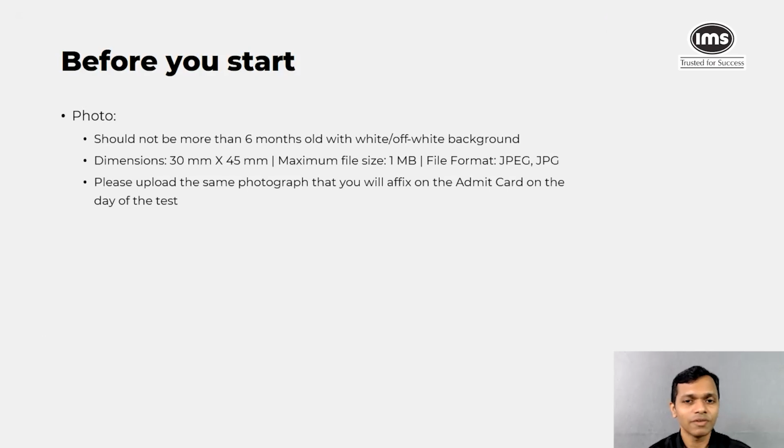It has to be either in .jpeg or .jpg format. Now, please upload the same photograph that you will affix on the admit card on the CAT day. Make sure that you have enough copies of this particular photograph. Digital copies would always be better, but if you don't have digital copy, make sure that you have sufficient number of copies of the photo that you're going to upload. If you don't have that, it is always advisable that you click a new photo and make sure that you keep digital copies of that as well, just in case you lose the physical ones.